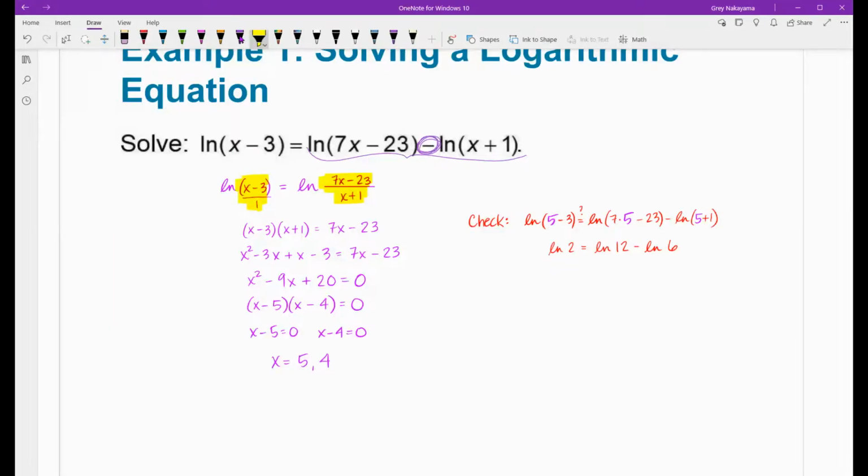You can plug it into your calculator, each side individually, and see if you get the same number. But in this case, you do. So 5 checks. Got to go check 4. So when I plug in 4, I'm going to have 4 minus 3, 7 times 4, and 4 plus 1. Okay? And I simplify each of the things in parentheses because I'm trying to make sure I'm not taking the log of a negative number. And in this case, again, it checks out. So in this case, we actually have 2 possible answers.